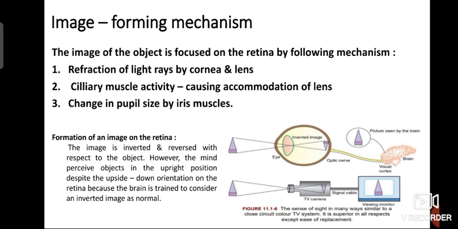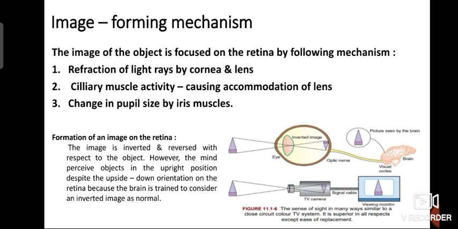Now the image forming mechanism. The image of the object is focused on the retina by the following mechanisms. First, refraction of light rays by the cornea and lens. Second, ciliary muscle activity causing accommodation of the lens. And third is change in pupil size by the iris muscles. The image formed on the retina is inverted and reversed with respect to the object. However, the mind perceives the object in an upright position, despite the upside down orientation on the retina, because the brain is trained to consider an inverted image as normal.